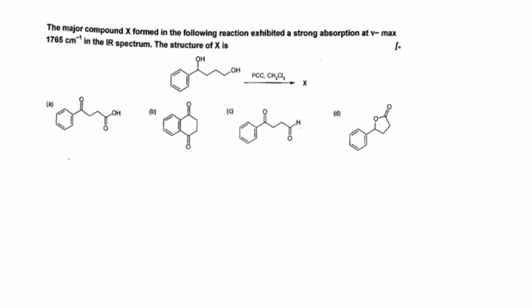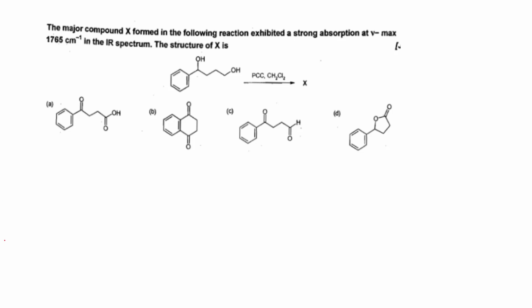Let's go to our next question. So what they are saying: the major compound X formed in the following reaction exhibited a strong absorption at nu max 1765 cm inverse in the IR spectrum. The structure of X is. So they have given a diol and are adding PCC as the reagent, and we have to predict what the product will be.